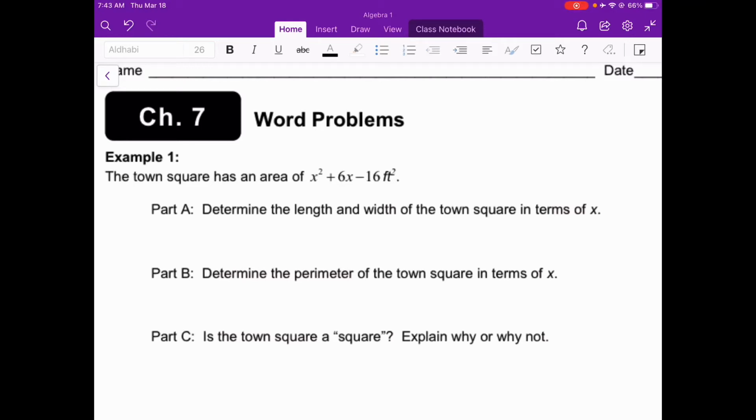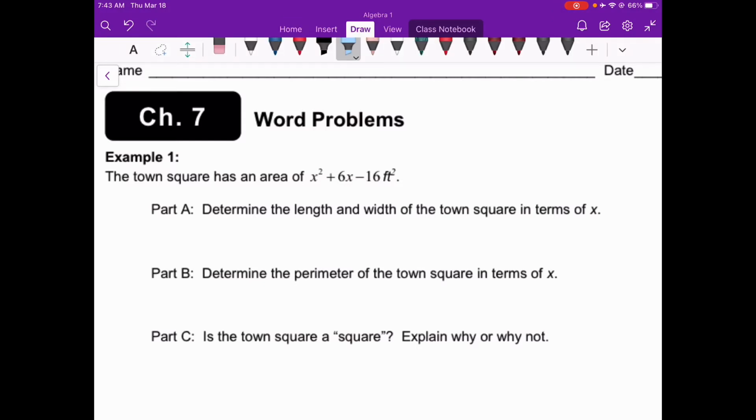Good morning, guys. Today we're going to do a couple application problems for the unit of factoring. So we're going to start off with number 1 and we'll skip around, just maybe do 2 or 3, beginning with number 1. A town square has an area of x squared plus 6x minus 16 feet squared. Determine the length and width of the town square in terms of x.